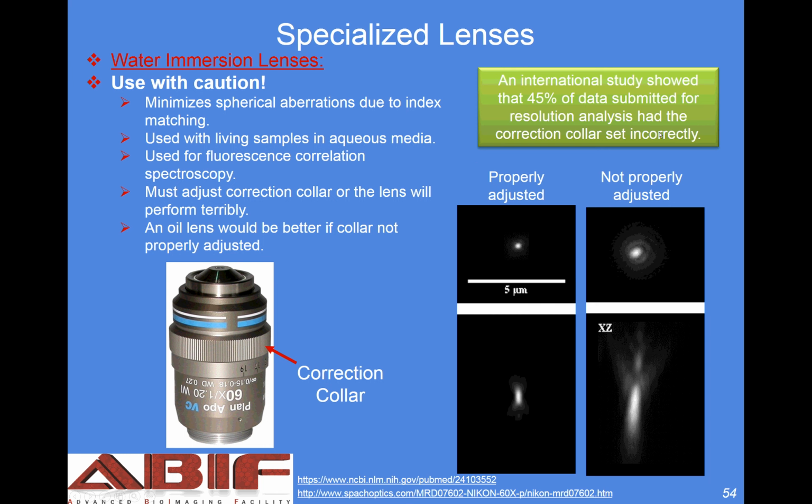So this is an example of a point source shown in the water lens that is properly adjusted, and then on the right is one that is not properly adjusted. And you can see, especially in Z, the resolution is completely lost here. The point spread function is about 2 microns high, whereas here it's about a half a micron. So if that's the case, that the lens is not properly adjusted, it would probably be better to just use the oil lens and have some small spherical aberrations due to the index mismatch, rather than having these huge aberrations if the collar is not correctly adjusted.